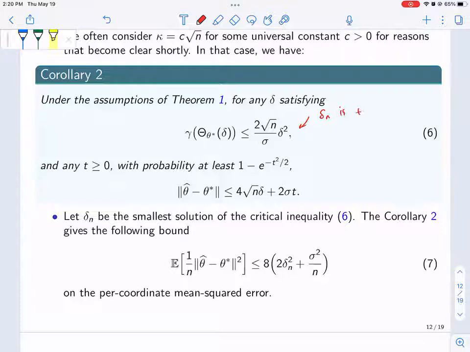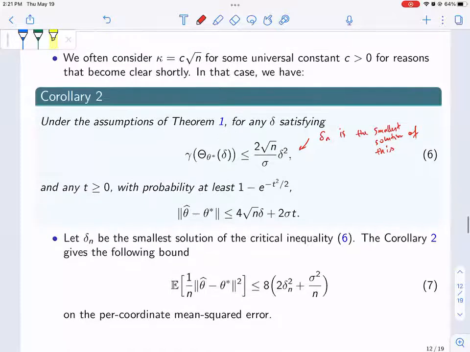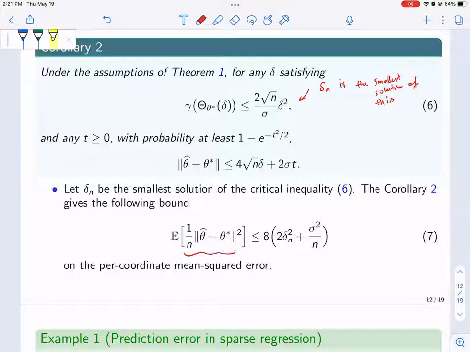let's say, the smallest solution of this. Okay, so delta n is the smallest solution of this. That delta n would satisfy this. So this is like a coordinate pair.